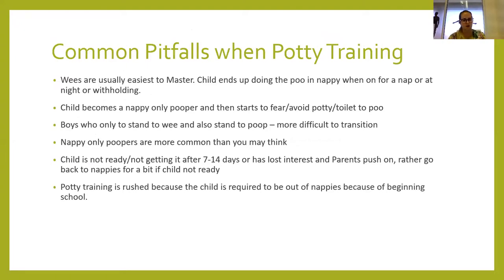The things that often go wrong: wees are usually easiest to master. A child will do that much more easily. So the child ends up doing a poo in a nappy when on, or for a nap, or at night when they have that nappy on again, or they withhold. So a child becomes a nappy-only pooper and then starts to fear or avoid the potty or toilet for pooing. So you want to make sure that they're comfortable pooing on the toilet.